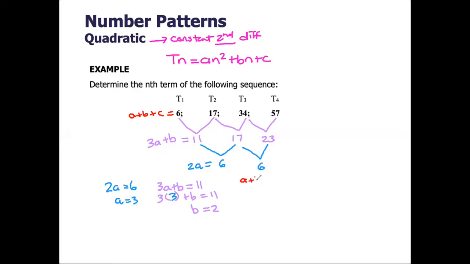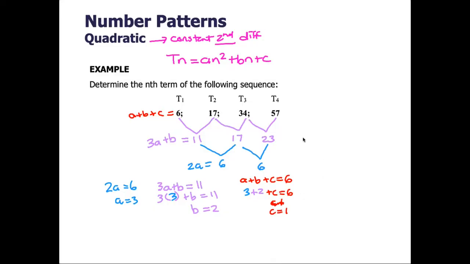And then A plus B plus C must give us 6. I'm just going to get my different colors to sub in there. So we've said B we've worked out is 2. A we had worked out was 3. And so 6 minus 5, C is 1. And then you just need to write out your formula. Oh, I should have put equals there. So C is equal to 1.